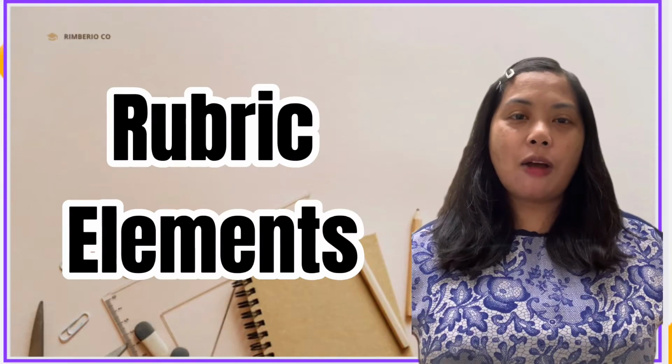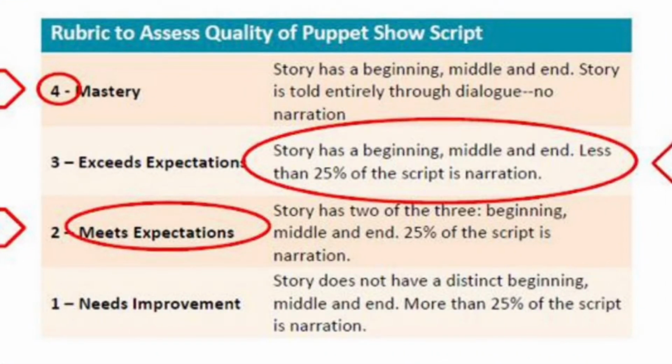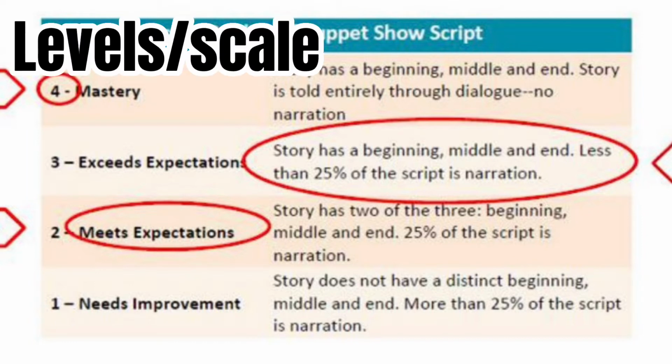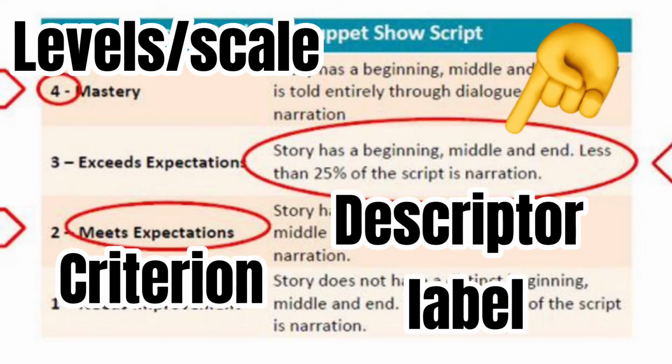Now let's talk about rubric elements. All rubrics are composed of the same three elements. The levels or scale are used to differentiate between low, medium, and high quality evaluations. Each level is accompanied by a criterion or set of criteria that specifies what is needed to reach that level of quality. Finally, a descriptor label that defines each level.